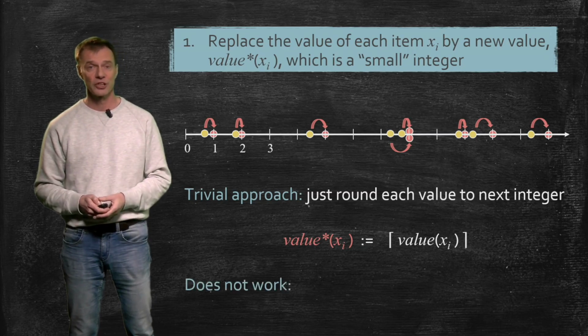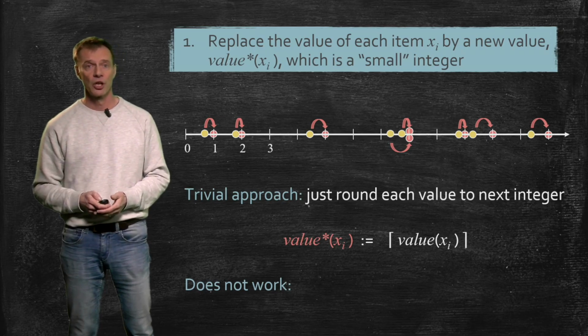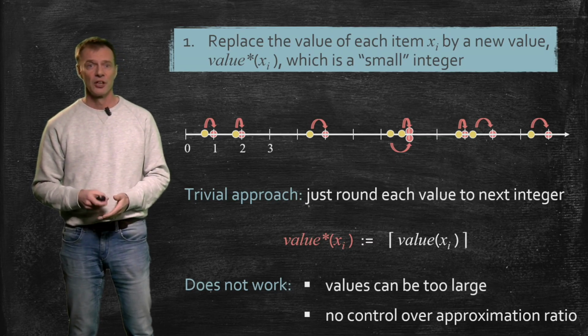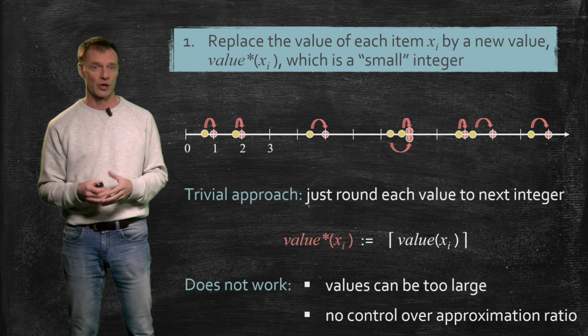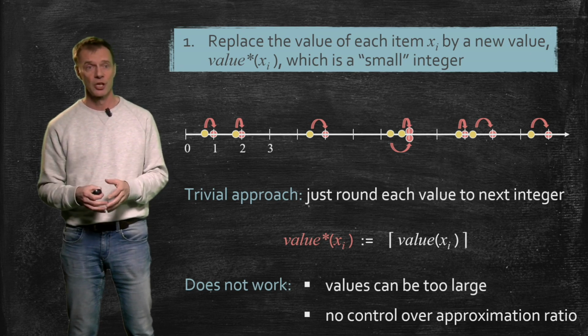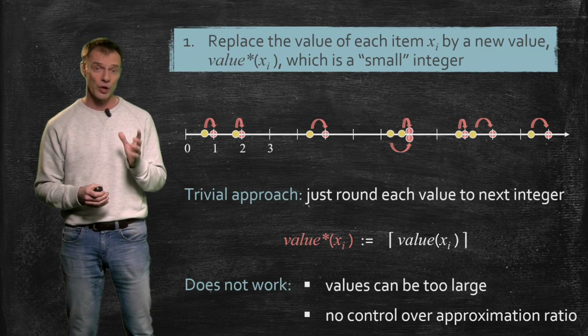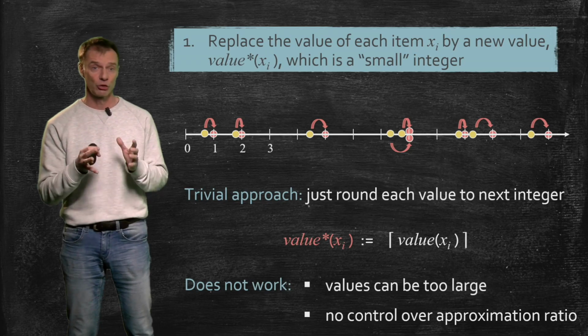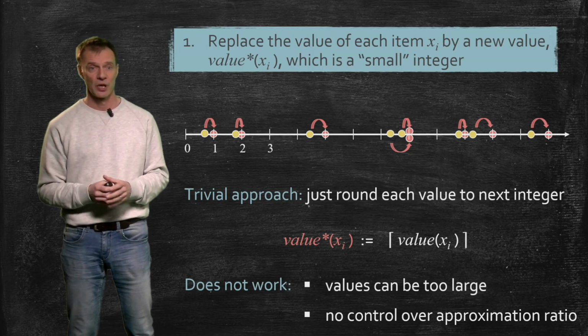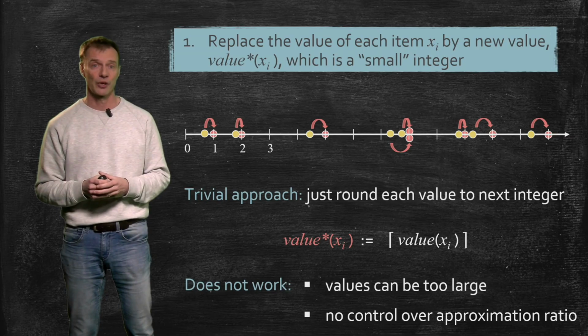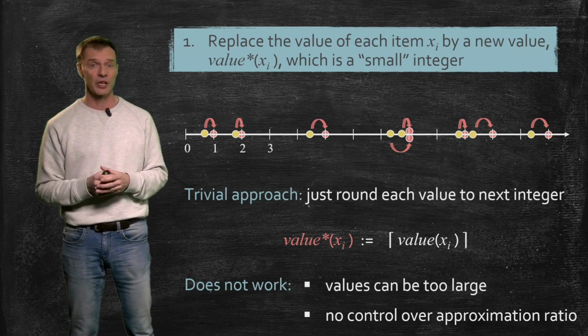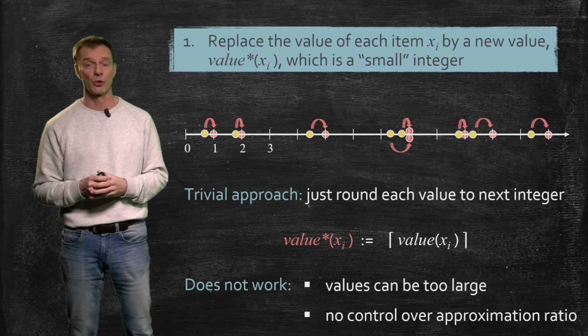Well, unfortunately, this simple approach doesn't work. Why does it not work? There are two problems. First, these values can be very large. They will be integers, but remember that the total running time of the algorithm we derived in the previous lesson depended on the total value of all the items. And if these values are now very large, we will get a very large running time, which may not be polynomial in the input size. So that's the first problem.